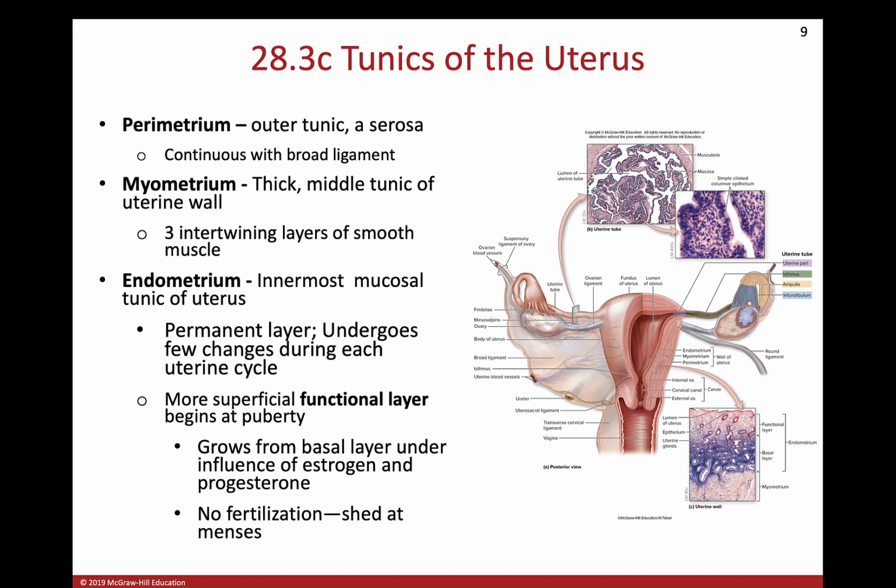The endometrium is the innermost mucosal tunic of the uterus, but what's important here is to keep in mind it is subdivided into 2 areas. There is a permanent layer, which undergoes few changes during each uterine cycle. There is a more superficial functional layer, which begins at puberty. It grows from the basal layer under the influence of estrogen and progesterone, and if there is no fertilization, this is the layer that's shed at menses.